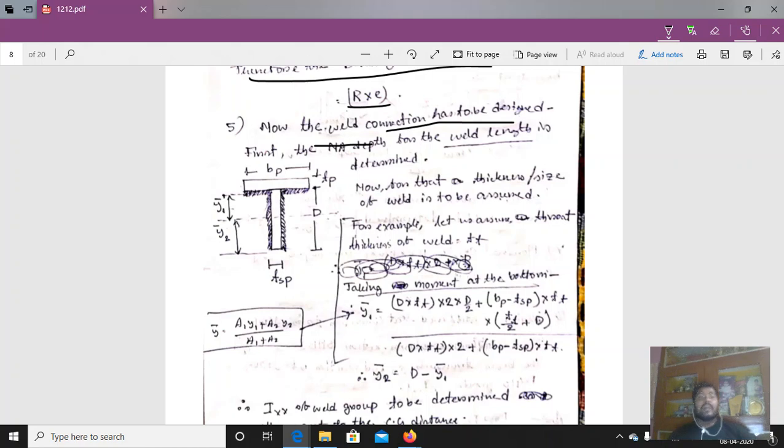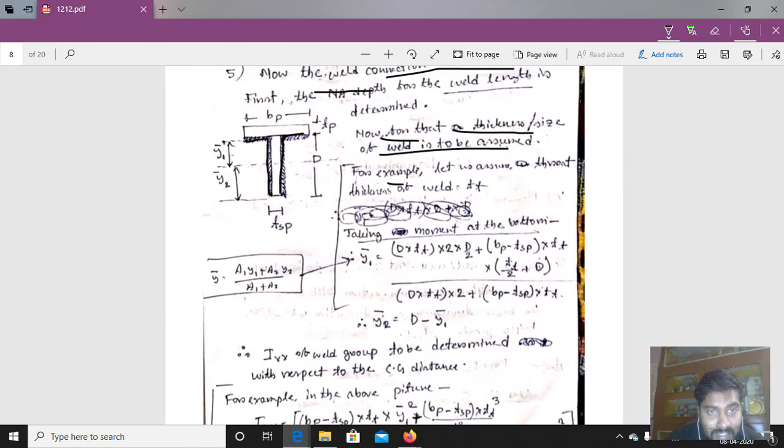So first the NA, that is the neutral axis depth, for only the weld to be determined. This is the weld connection. Now for that, the thickness or the size of the weld has to be assumed. So we have to first assume the size of the weld. For example, BP is equal to the width of the seating plate, TP is equal to the thickness of the seating plate, D is equal to the width of the stiffener plate, and TSP is equal to the thickness of the stiffener plate.